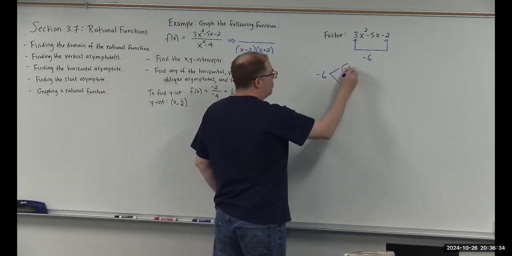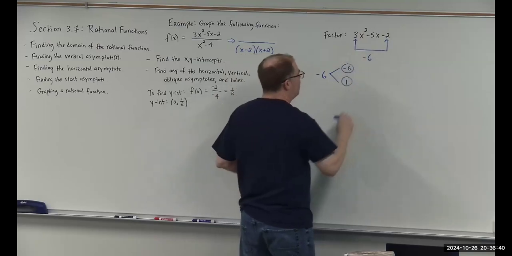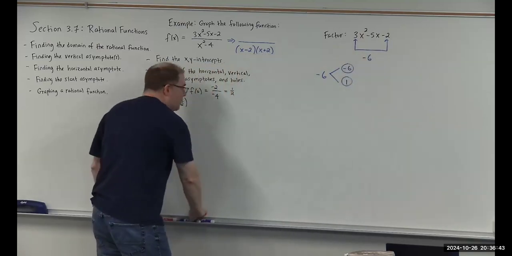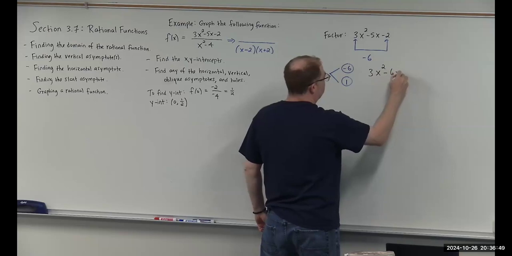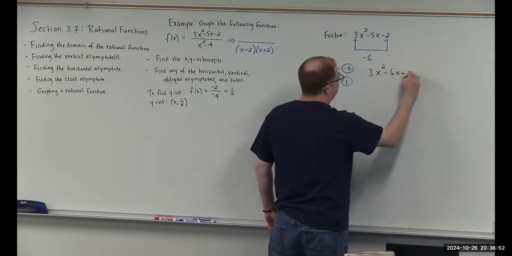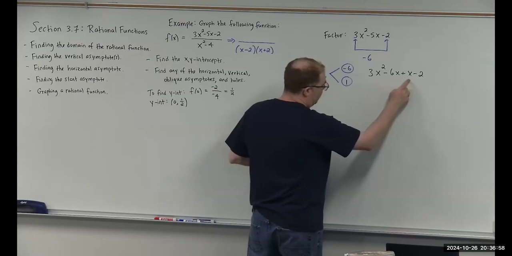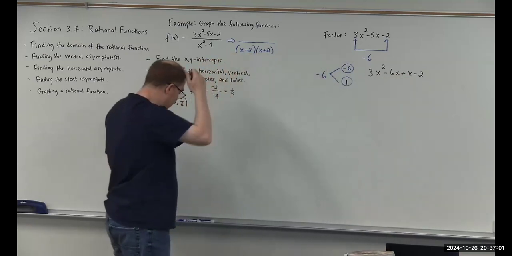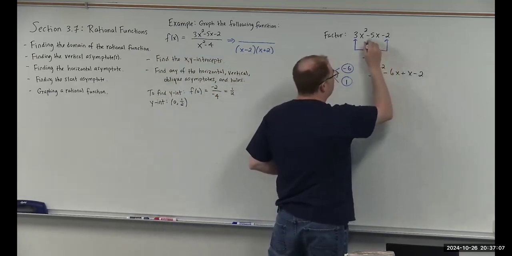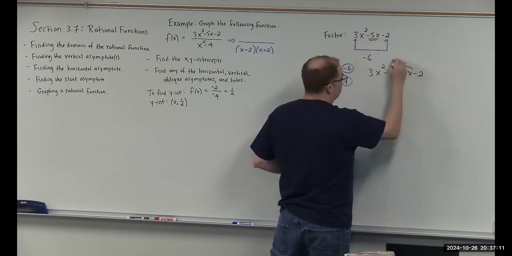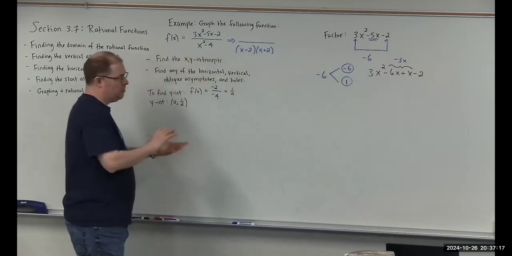So what do we do with these? Well, we're going to use those to rewrite the middle coefficient. So we're going to get 3x squared minus 6x plus x minus 2. It doesn't matter the order; you could put x here and minus 6x here, it's going to work out the same. But the point is that we're rewriting this middle coefficient, and we use these values to help us determine it.